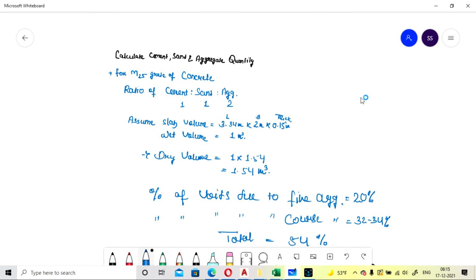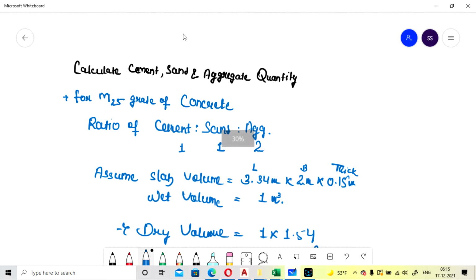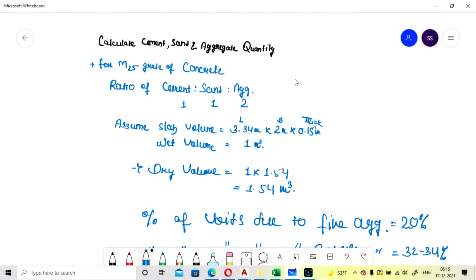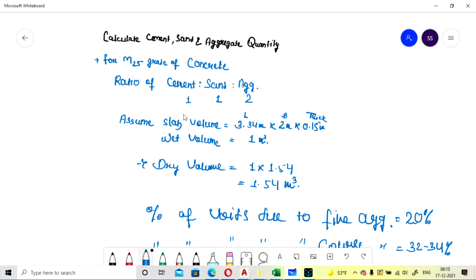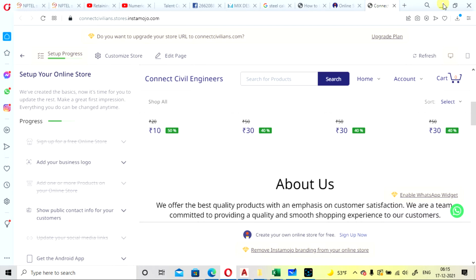So in this lecture we are going to see how to calculate the quantity of cement, sand and aggregate for a given grade of concrete for a given dimension of slab. Either it will be a slab or a beam or a whole structure, whatever it is, you have to provide the total area for that.